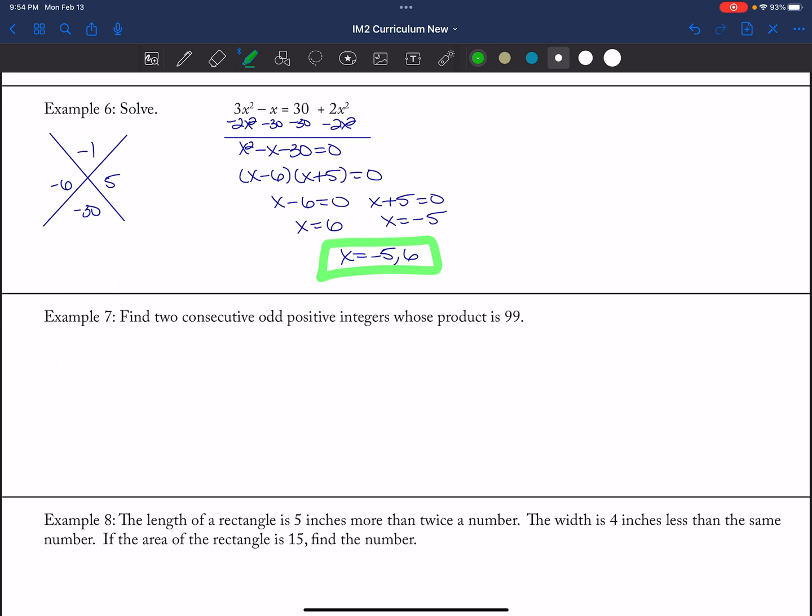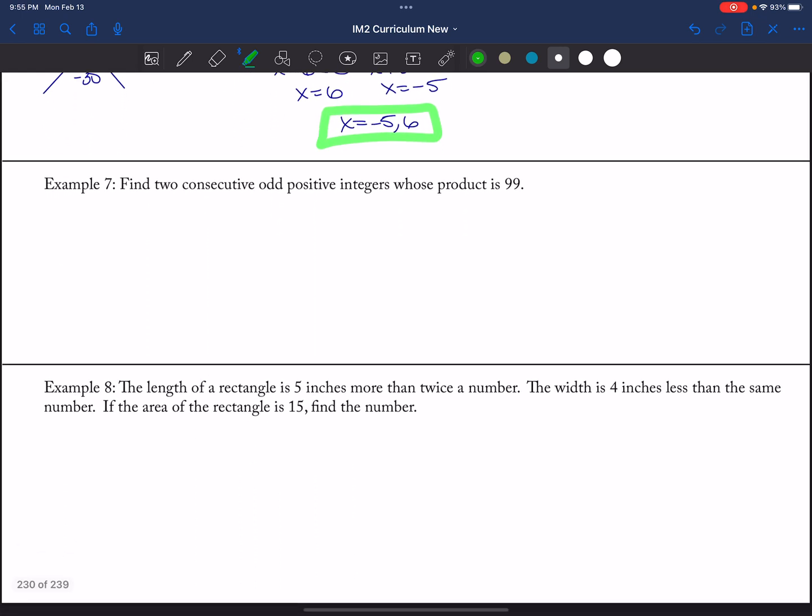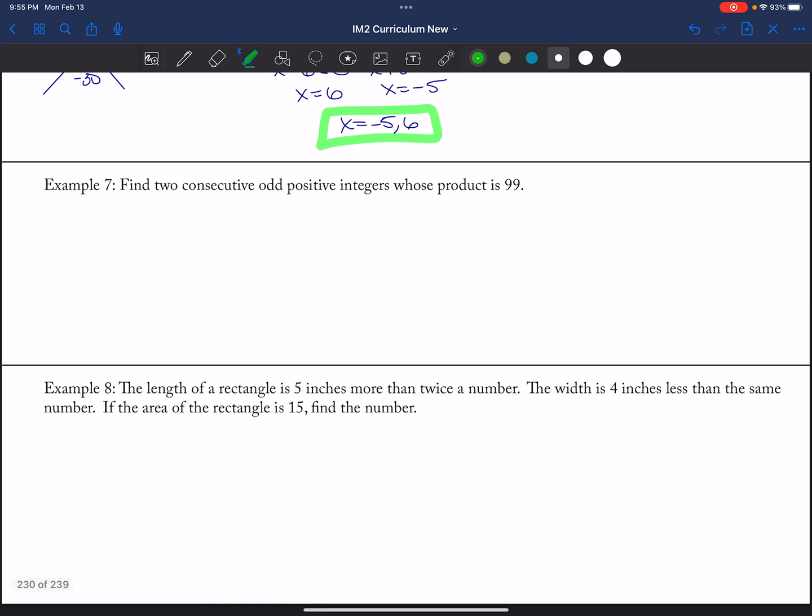Okay, for now, let me just skip some of the word problems. I'm going to have you guys skip the word problems in the homework too. So we're going to skip example 7 and 8 for right now, just because I want you guys to get practice with the factoring. We'll do some of the word problem stuff on a later date, and I'll re-record a video for both of those. Okay, but for now, that is the end of this lesson.